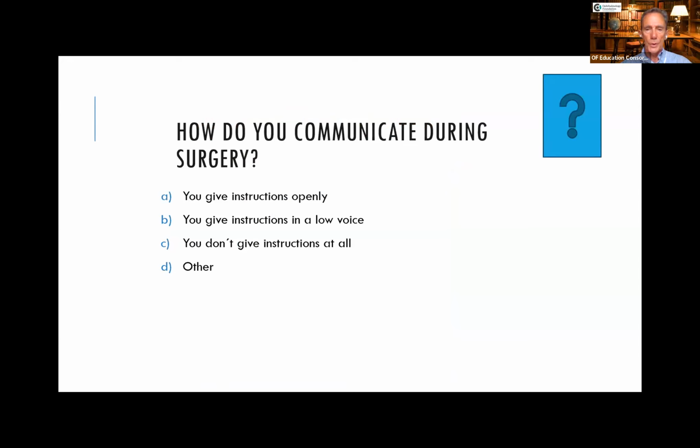Here comes another question I would like to ask. So, how do you communicate during surgery with your residents? You give instructions openly, you give instructions in a low voice, you don't give instructions at all, or other.